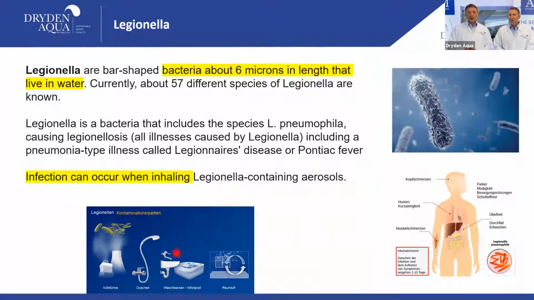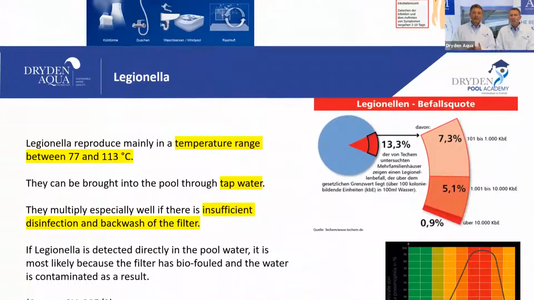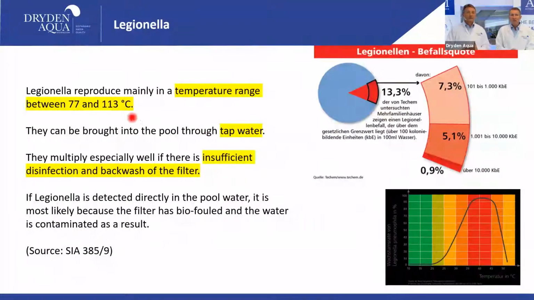And then in our case, of course, it's spas, whirlpools, where you have good temperature and where you have aerosols. Everywhere where you have these blowers, there is a risk. And it is a risk. Now, Legionellas really love this kind of temperature range here. They are usually brought into the pool through tap water.